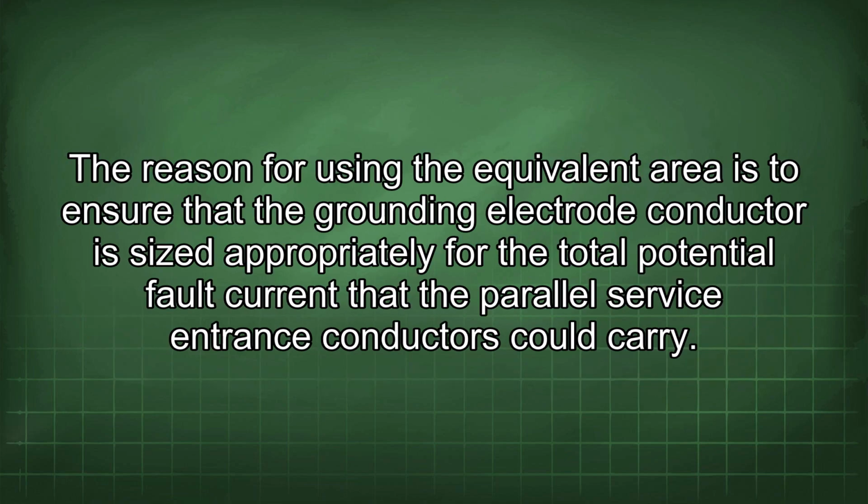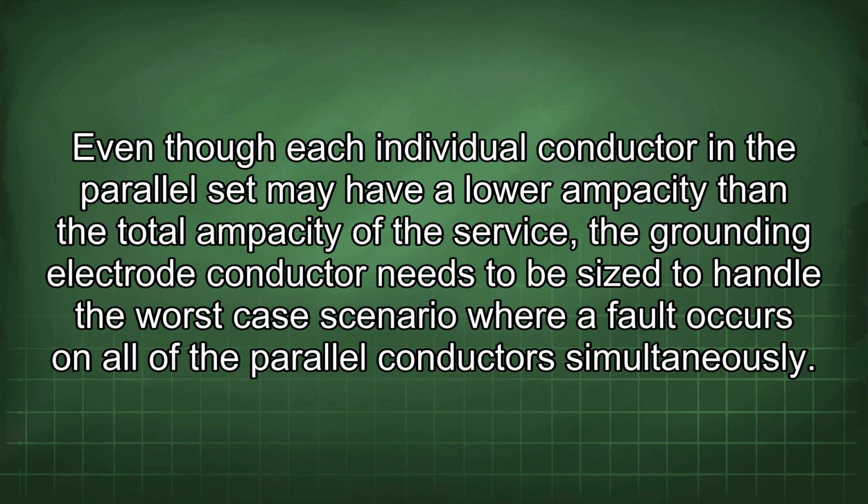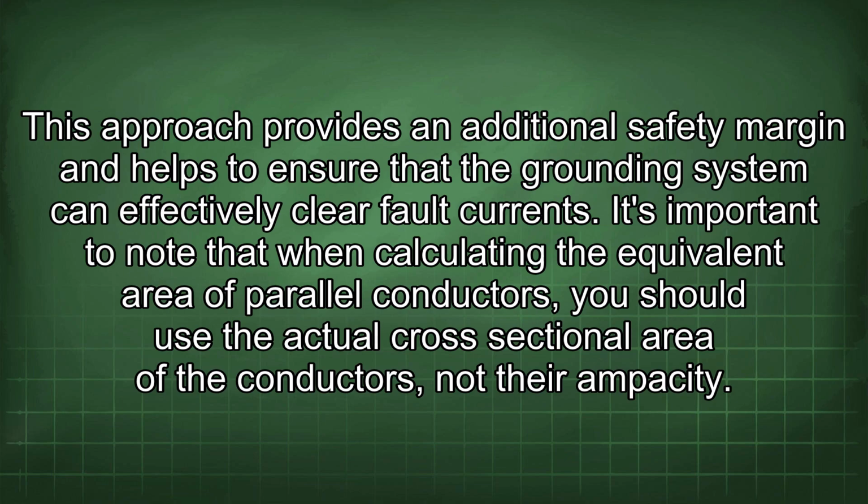250.66. The reason for using the equivalent area is to ensure that the grounding electrode conductor is sized appropriately for the total potential fault current that the parallel service entrance conductors could carry. Even though each individual conductor in the parallel set may have a lower ampacity than the total ampacity of the service, the grounding electrode conductor needs to be sized to handle the worst-case scenario where a fault occurs on all of the parallel conductors simultaneously. This approach provides an additional safety margin and helps to ensure that the grounding system can effectively clear fault currents.